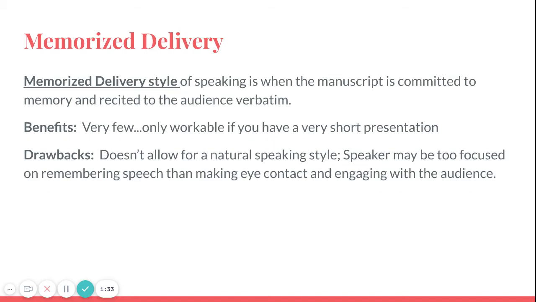A memorized speech is when a speaker memorizes the speech word for word, commits it to memory, and recites it to the audience verbatim. There are very few benefits of this type of presentation. It's only workable if you have a really short presentation. It doesn't allow for a natural speaking style because you're so focused on your words and what you are going to say next, and are you going to remember what happens next in your speech? So a lot of times speakers that try to memorize don't have very good eye contact. They're looking away from the audience because they don't want any kind of distraction to lead to them not being able to remember their presentation.